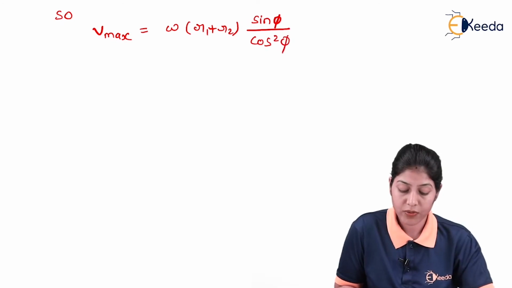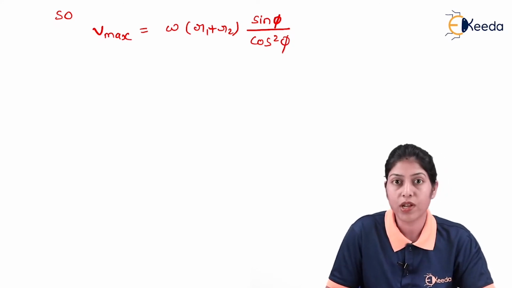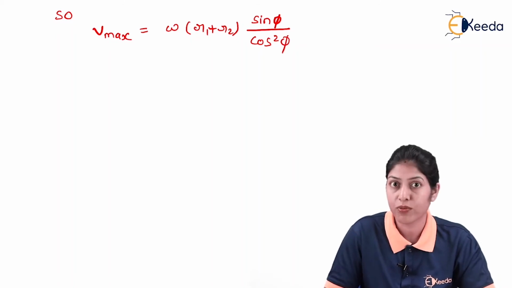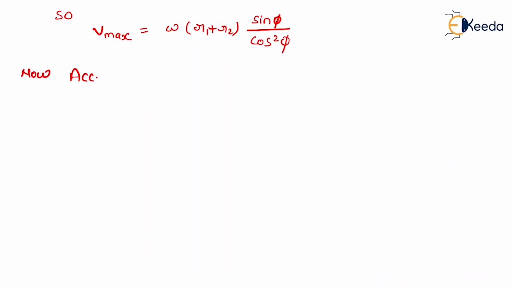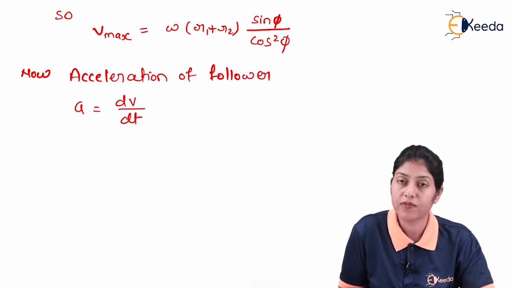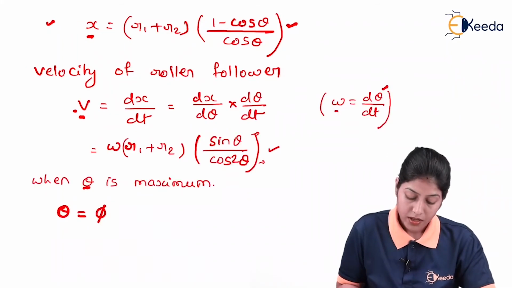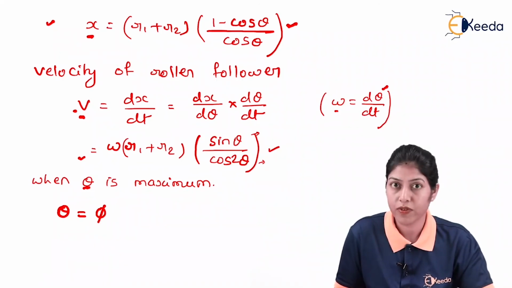So the maximum velocity equation will be omega times (r1 plus r2) sine phi by cos square phi, when theta equals phi. Now we have the equation of the maximum velocity. On the basis of this equation we can define the equation of acceleration. Acceleration of the follower is dv by dt, the change in velocity with respect to time. Here we have the equation for v, so we can easily define the equation of acceleration.